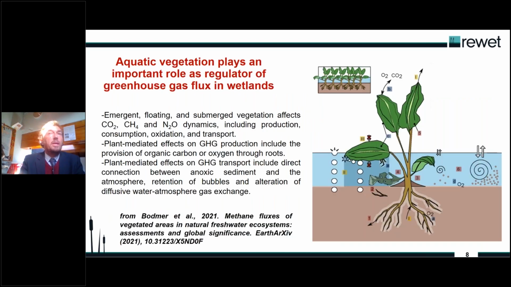What I describe here can be summarized in a nice drawing taken from a paper by Bodmer et al.